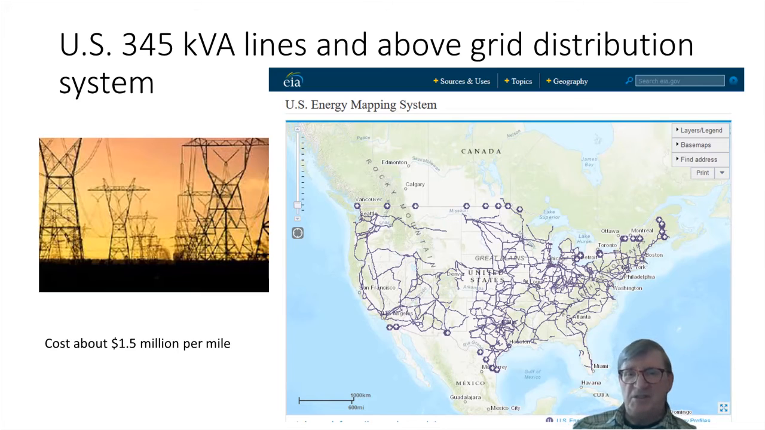The interesting thing about the energy mapping system of these big lines is if you look at about Denver, you can see that's the only place where the western part of the country is connected to the eastern part. So if there are some generating issues in the west, they're going to have a hard time getting power from anywhere.